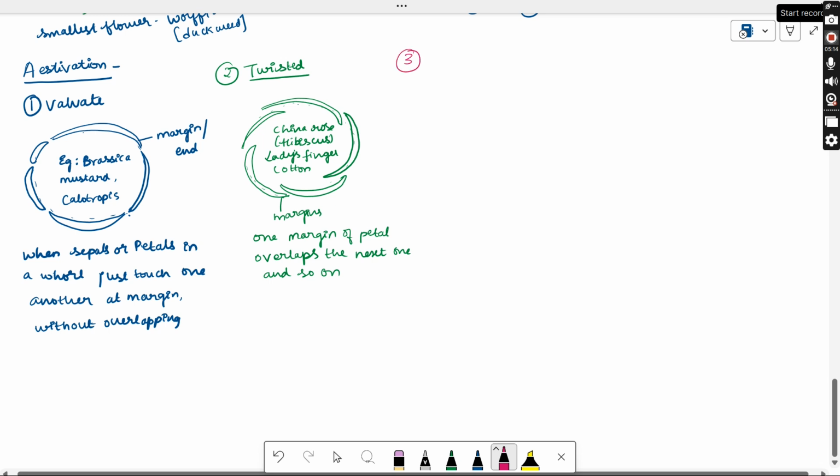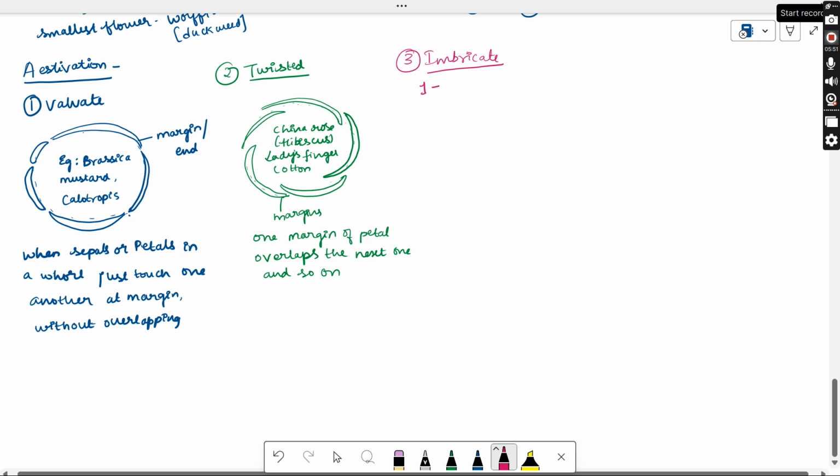The third type of aestivation is imbricate aestivation. This can be seen easily in gulmohar, and this is a special type. In the valvate, all are arranged on the same wall and facing each other. In the twisted, one margin is overlapped by another, and one is overlapping the other. Coming to this imbricate, one petal's margins are completely inside, and one petal's margins are completely outside. The remaining three petals will show the twisted type of aestivation.